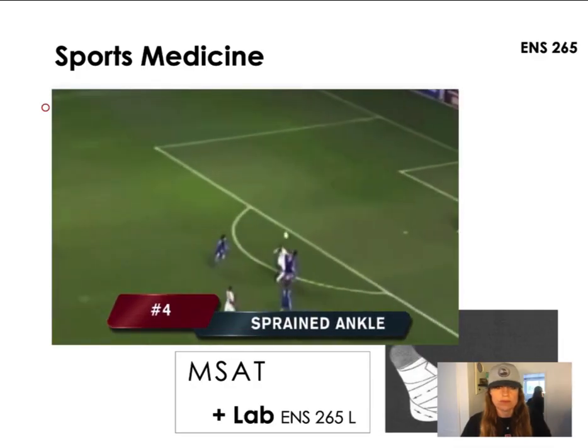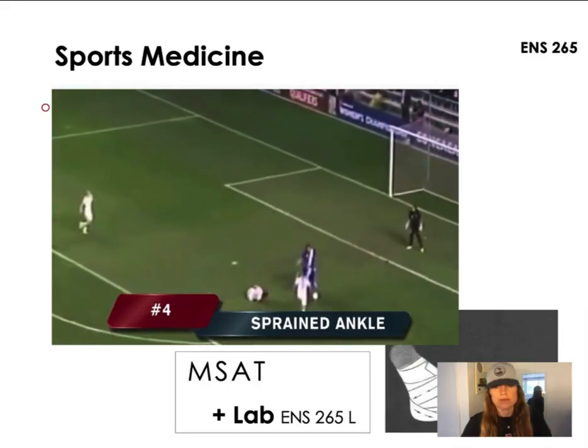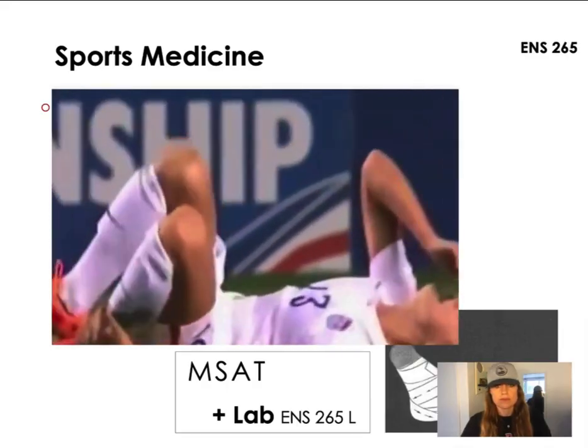Sprained ankle. 1-0 in the 37th minute. She is between 2 Guatemalan defenders and then goes down and stays down, and you will see why.